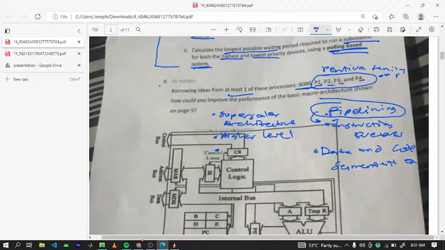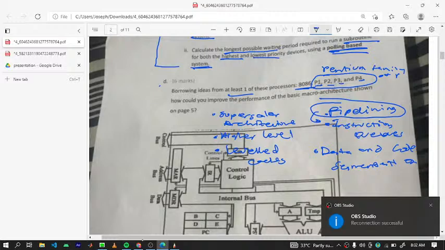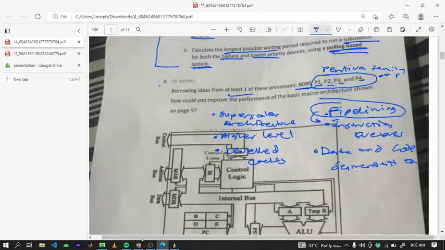Yes, it has level caches. So you can also write it as level caches. These are the advantages that the Pentium family will have over it. So that's how you say that this basic macro architecture does not have data encode segment.